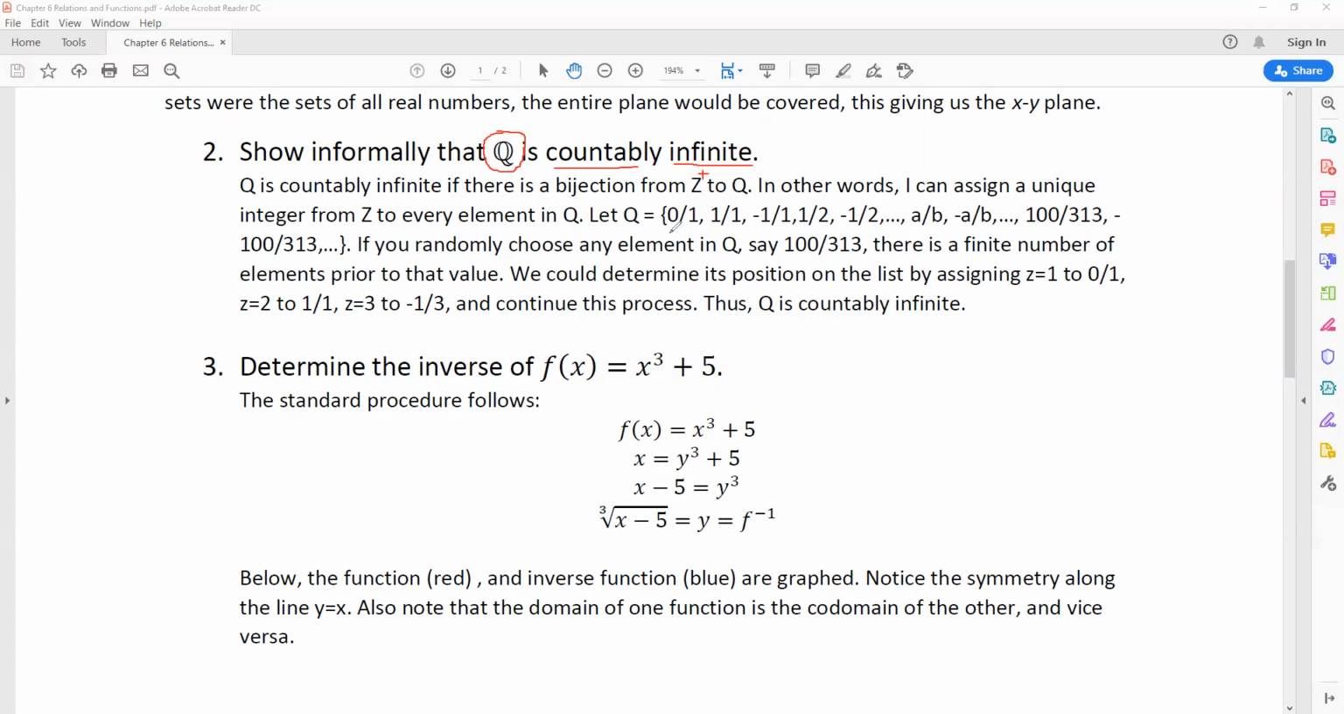The trick is to make sure that the first element in the set is 0. And we represent that with 0/1. And then we move over and we keep the denominator of 1. And we use 1/1, and then we alternate and use -1/1. And then we switch the denominator to 2, using 1/2, and then -1/2.